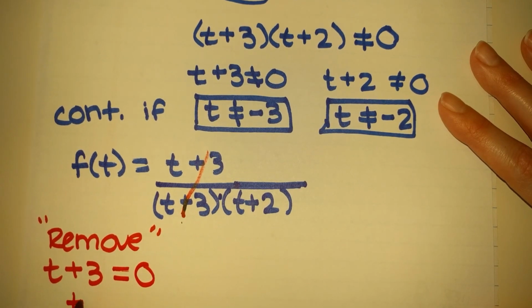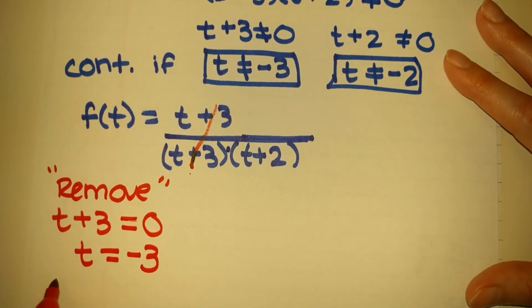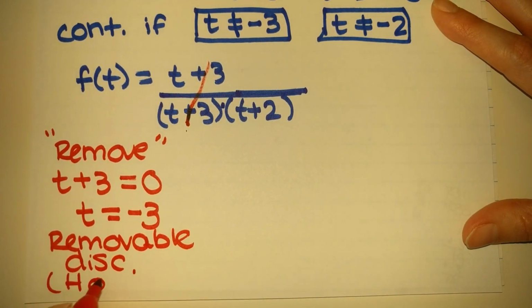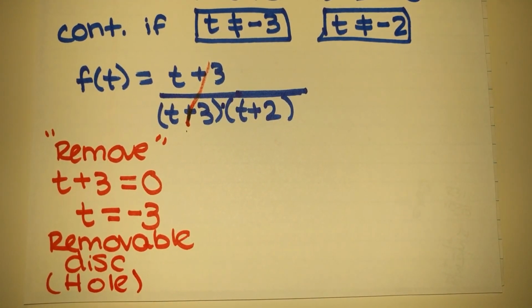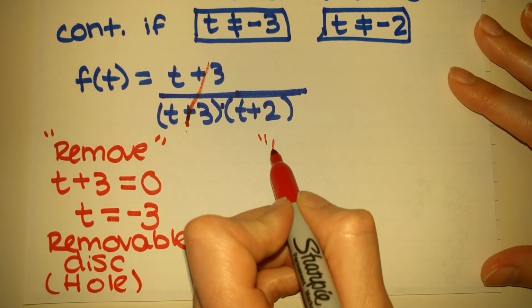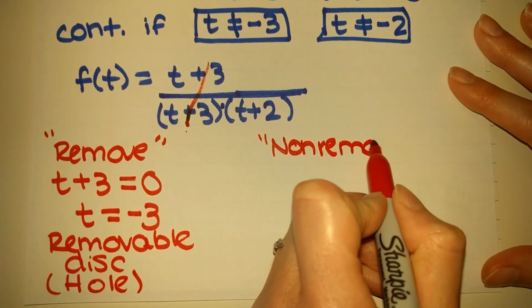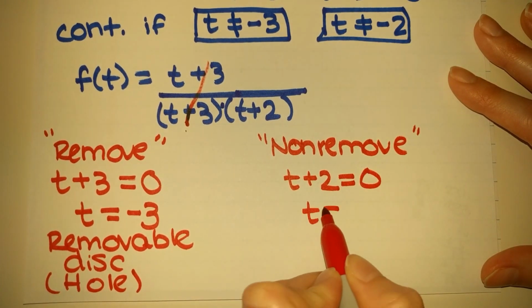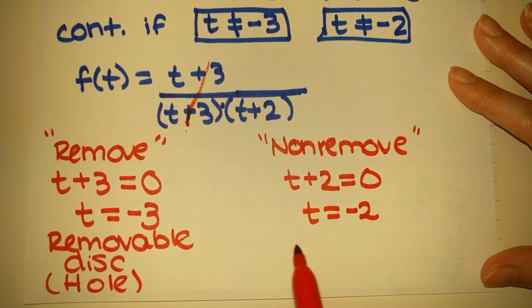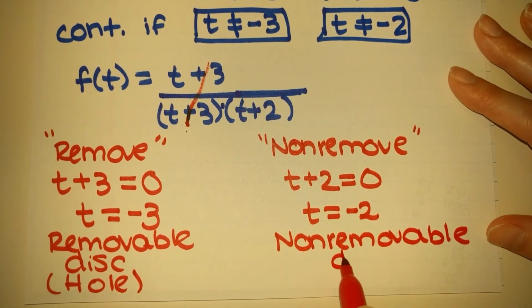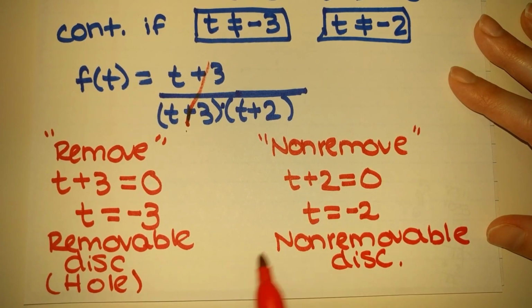Now, when I remove, quote unquote, cross out that t plus 3, that is a removable discontinuity. So we have that at t is equal to negative 3, there will be a removable discontinuity. And remember, a removable discontinuity is really just a hole that we talked about in pre-calculus. Meanwhile, the denominator of t plus 2 was not removed. So our non-removable discontinuities, what's left over, is going to be the t plus 2 factor. We set that equal to 0, we get negative 2. And so that tells us that the non-removable discontinuity is at t is equal to negative 2.